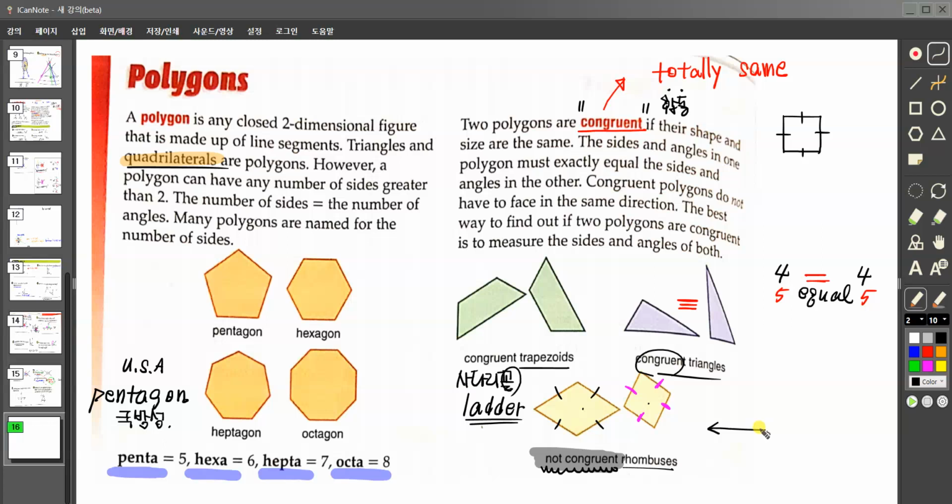Trapezoid. So we should have clues. We can determine whether it is congruent or not. So there should be clues. 이 clues는 약속이 정해져 있습니다. 아무 clue나 다 되는 건 아니고요. There are rules. 뭐라 그러지?